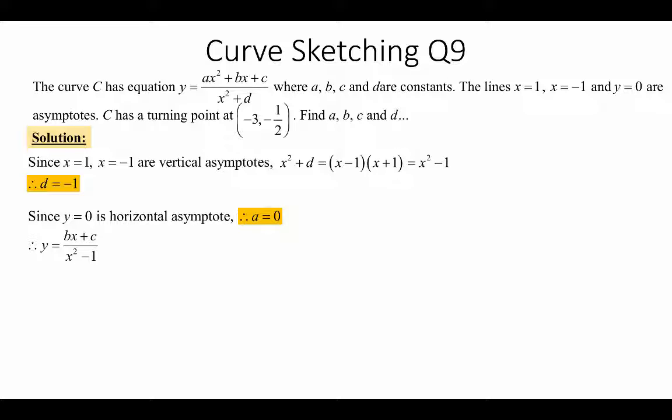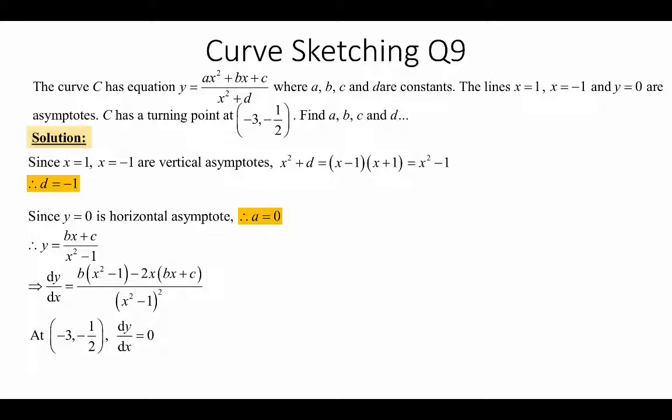Now, our equation with the values of a and d found is y equals (bx + c) over (x squared - 1). Performing a differentiation, we can get dy/dx, and since (-3, -1/2) is a turning point, that means dy/dx equals 0 at x equals -3. This will give us one equation whereby -5b + 3c equals 0.